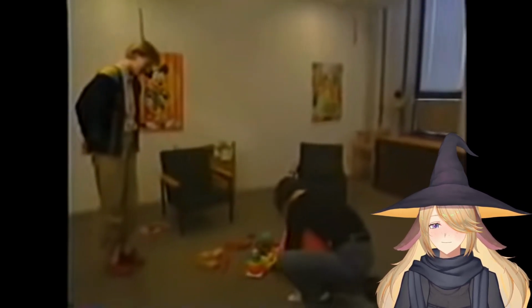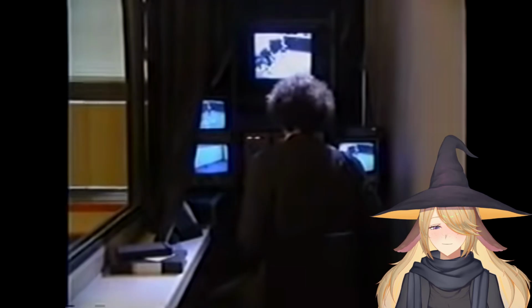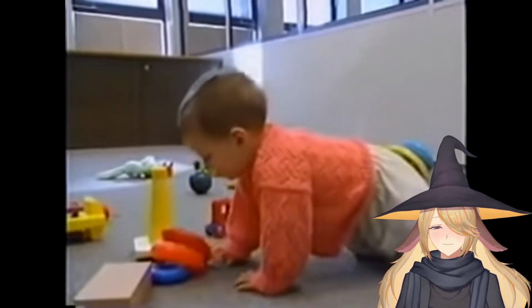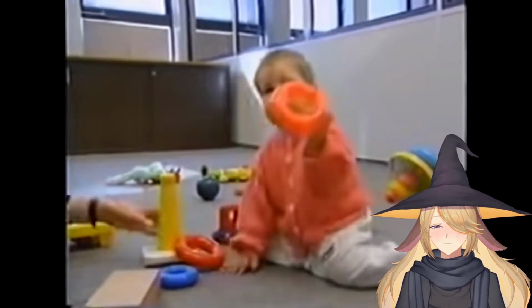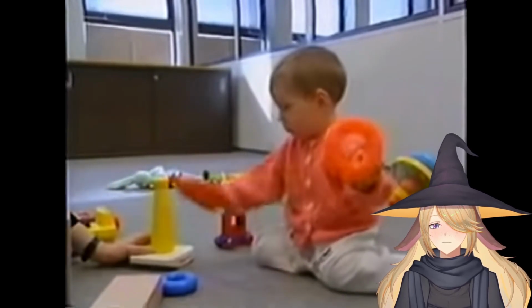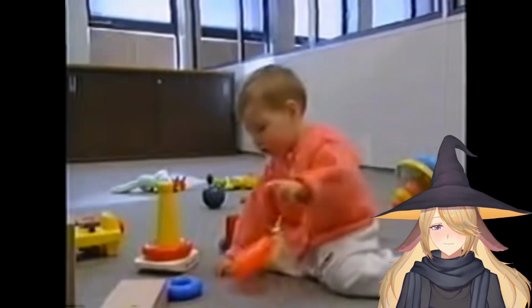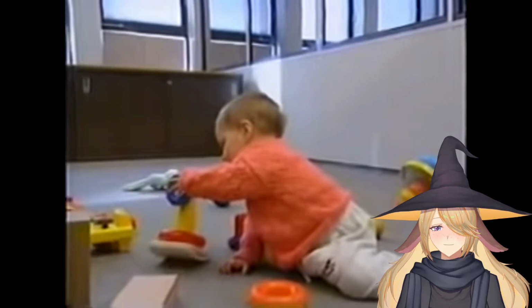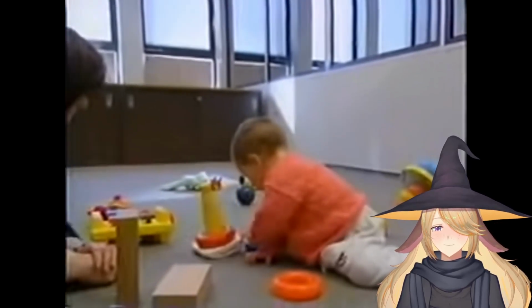After conducting extensive observations of parents and children at home, a student of Bowlby's, Mary Ainsworth, devised such a procedure called the strange situation, which places the child under some stress. It has become the most widely used standardized way to assess the quality of a child's attachment to their caregiver.